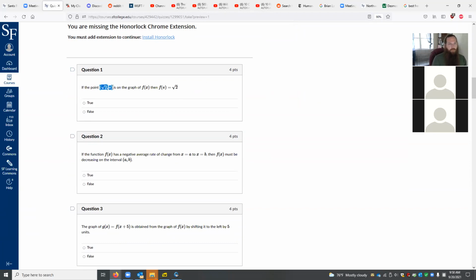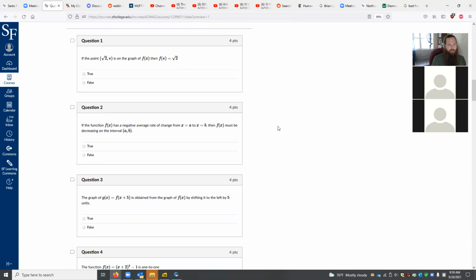So, this point being on the graph is equivalent to saying f of pi is equal to the square root of 2. This is false, right? Because the y value is f of the x value. The true statement here would be f of the square root of 2 is equal to pi. You need to swap the pi and the root 2. But if you don't know the definition of the graph, or you don't understand what graphs of functions are, this is more or less impossible.